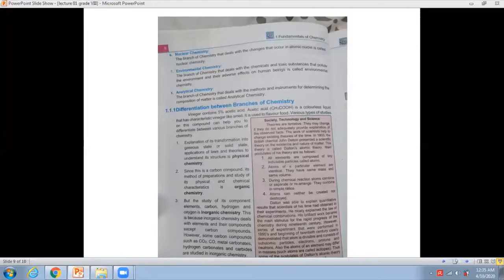Analytical chemistry, analytical comes from analysis. It means when we are performing any experiment, we use some methods and some instruments to determine the result, or to collect observations to check the composition of matter. We study all those methods in analytical chemistry. So analytical means analysis. Dear students, hope you understand the branches of chemistry.